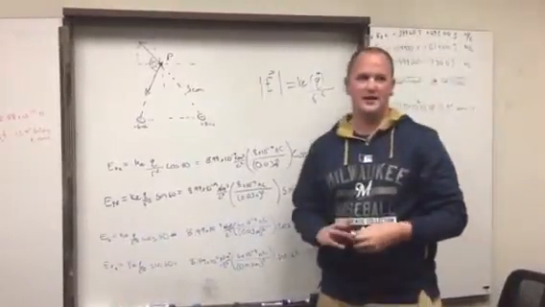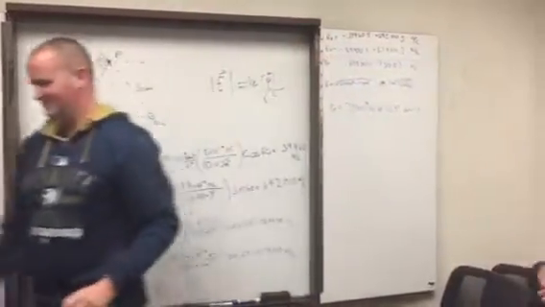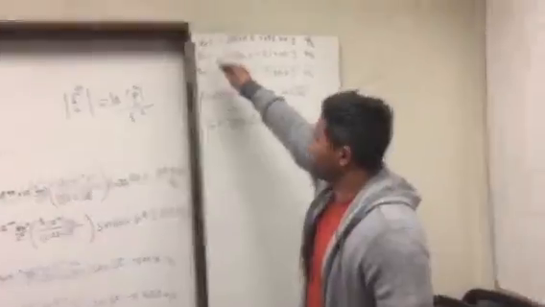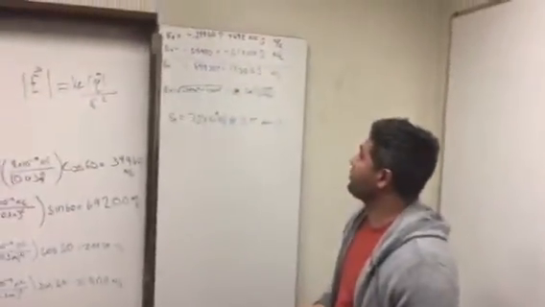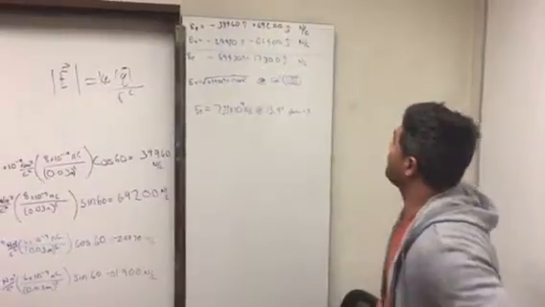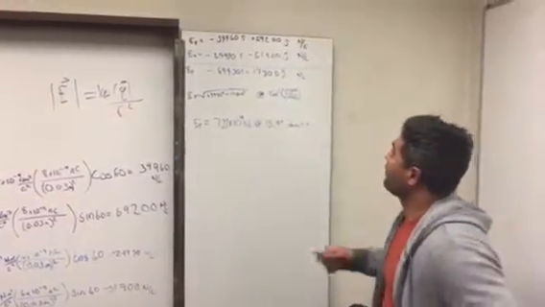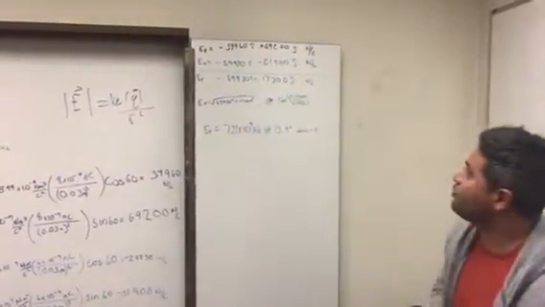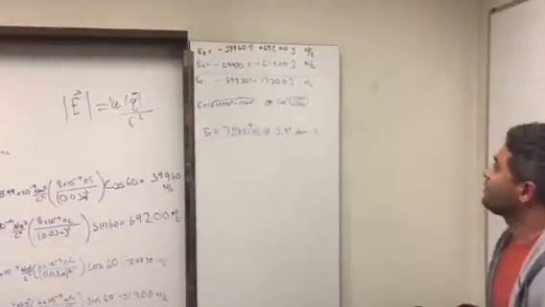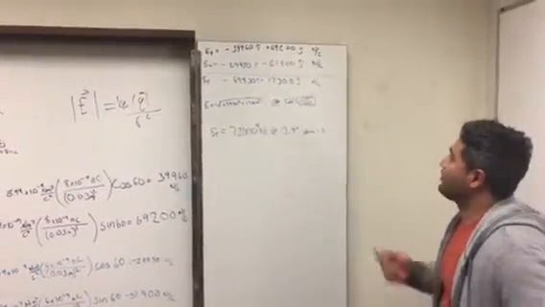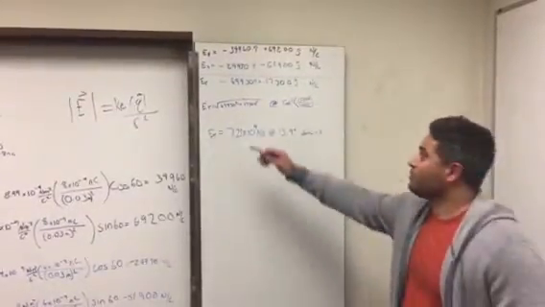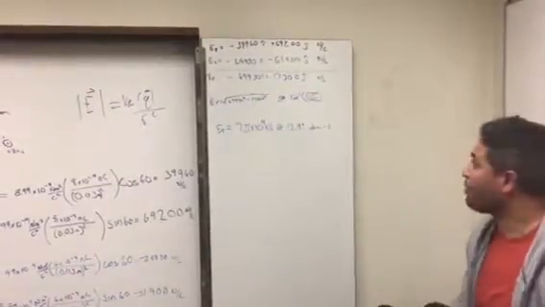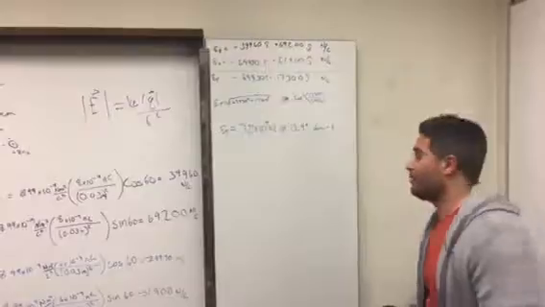And next we'll have the vector math. Alright, for the vector math, what we're doing here is we're going to take our two vectors that we found. For the 8 nanocoulombs, we found that it was -39960 i hat plus 69200 j hat. And then for our 6 nanocoulomb, we found that it was -29970 i hat, -51900 j hat. Once you add those up, your total electric field is going to be -69930 i hat plus 17300 j hat.